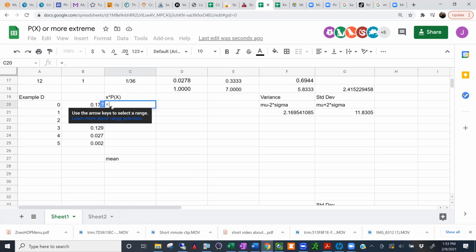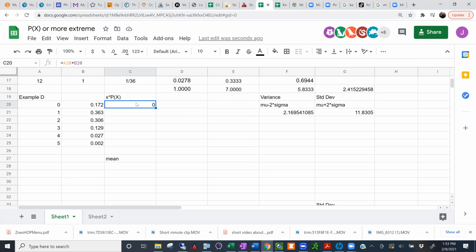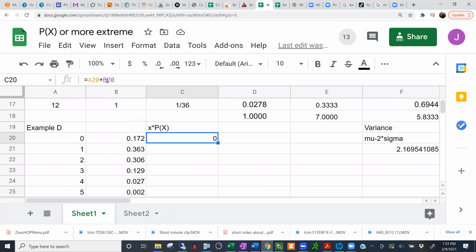So equals x asterisk p of x. So column A, row 20, times column B, row 20. And of course, we could have done that one in our head. You're going to get a 0. We can do the second one in our head as well. Let me highlight that so you can take a quick look at it. A20 times B20. That's all there is. And then I'm going to repeat that calculation all the way down.